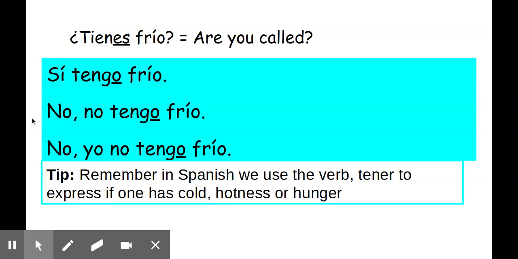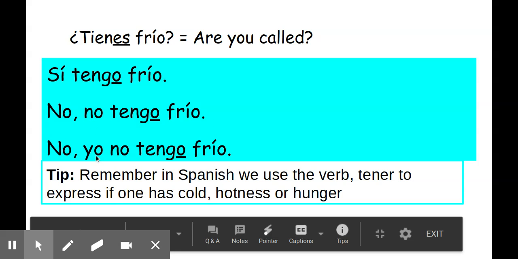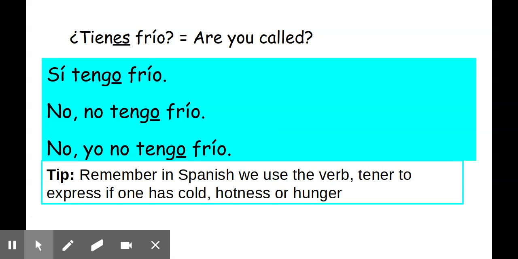When you say no, you have to say no twice. The first time you're saying no to the question, do you have cold? No. I don't have cold. So this second no is the word don't. If you want to put the subject pronoun in there, you have to sandwich it in between the two no's. So you'd say, no, yo no tengo frío. And then remember, in Spanish, we use the verb tener to express if one has cold, hotness, or hunger.